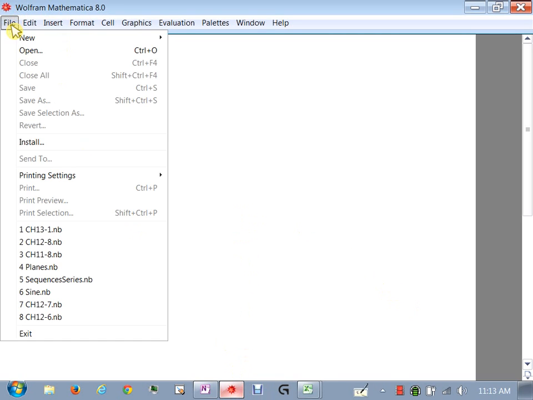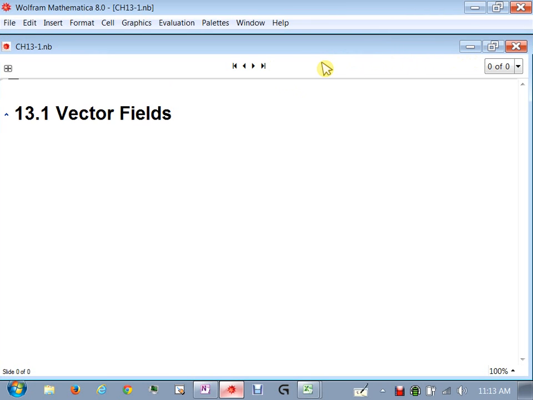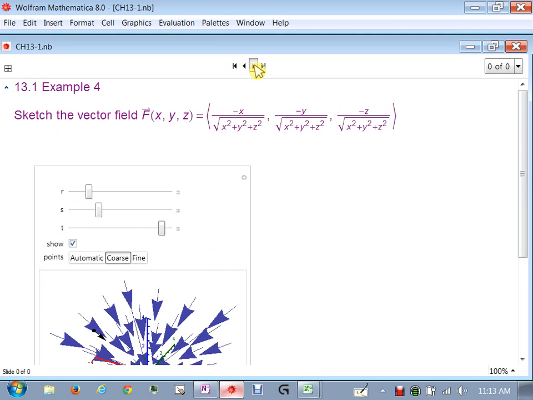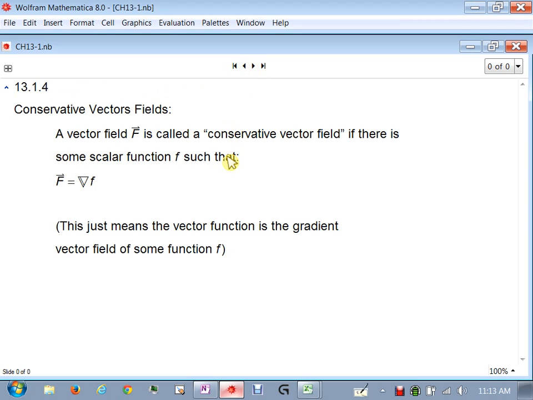All right, well, we were in chapter 13 talking about vector fields, correct? And we had gotten as far as the idea of a conservative vector field, right? Am I giving you some homework there?